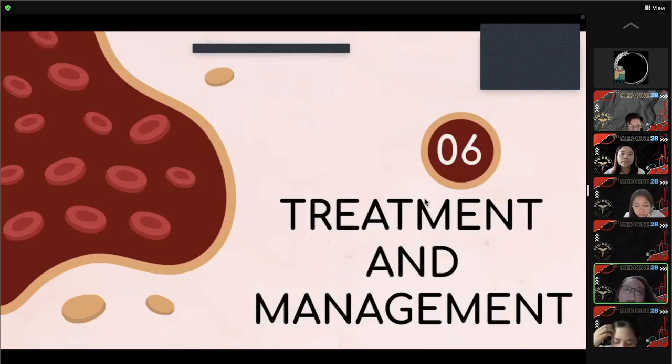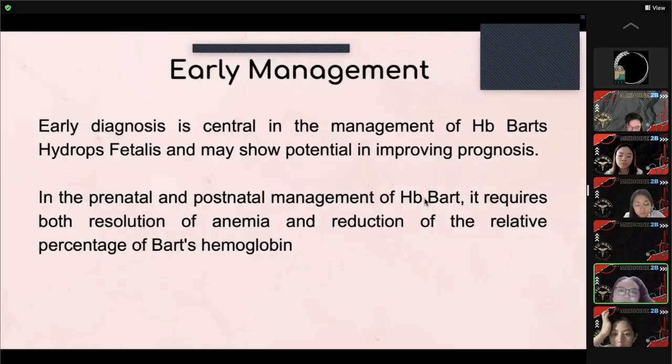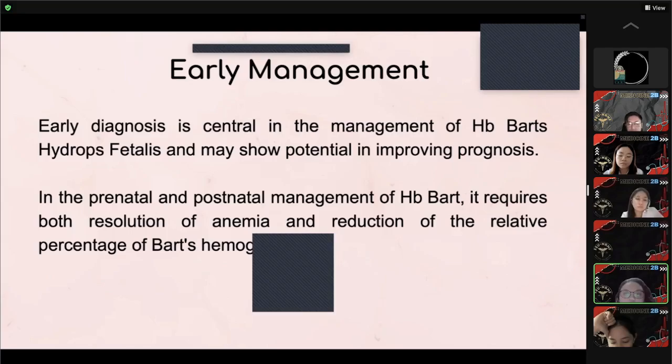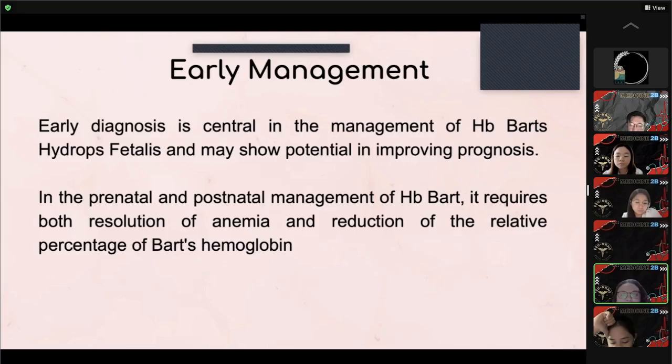So for treatment and management, hydrops is mostly an incidental finding on perinatal workup. The underlying cause has a direct influence on the development of symptoms and its prognosis. Careful evaluation, monitoring, and effective resuscitation techniques are essential in improving the survival rate in affected neonates. Early diagnosis is central in the management of HB Barts hydrops fetalis and may show potential in improving prognosis.